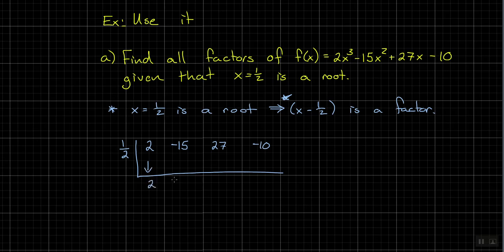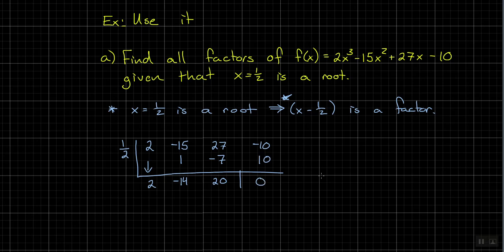That's a 2. What's 1/2 times 2? 1. Negative 15 plus 1. Oh, thank goodness that worked out so nicely. If it doesn't work out nicely, keep it fractions. Don't change to decimals. What's half of negative 14? Negative 7. And when you add this, you get 20, I believe. I'm going to draw this bar here. What's half of 20? 10, and we add them.